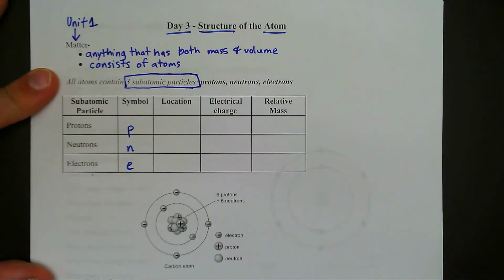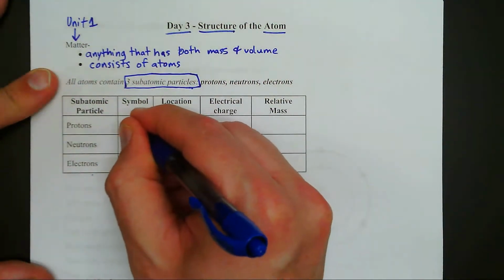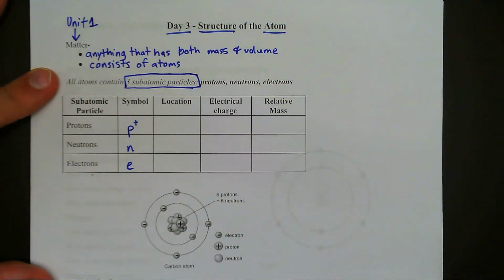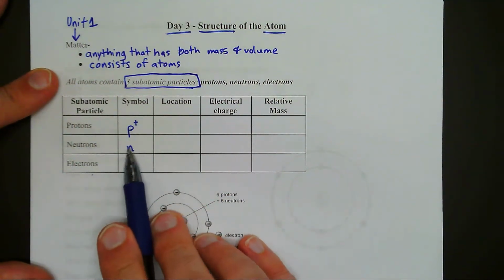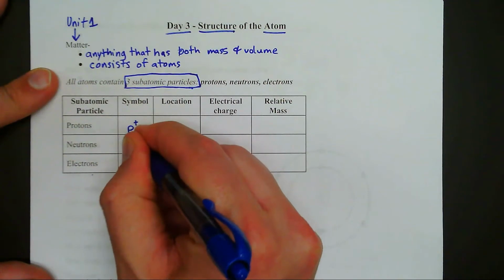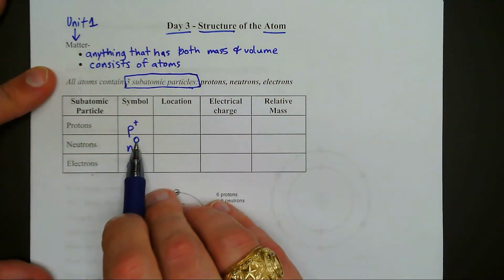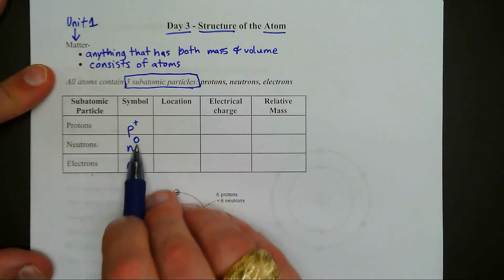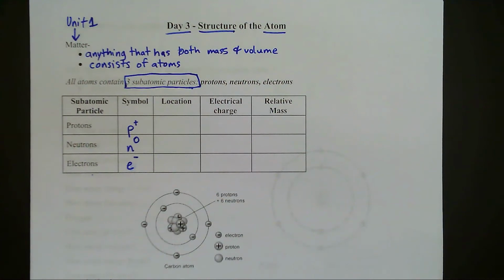And then often what you'll also see is they'll put the charge in there with it. So because protons are positive, you'll see a P with a little superscript plus symbol. For neutrons, they're neutral. So 0 is a neutral number, so you'll see N with a little superscript 0. And then same thing with the E, except those are negative, so you'll see a minus sign.